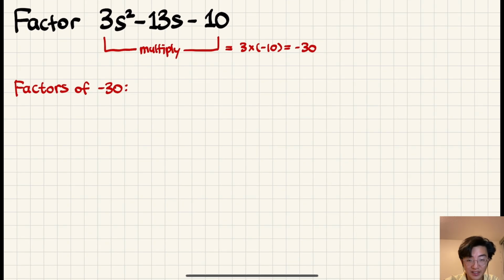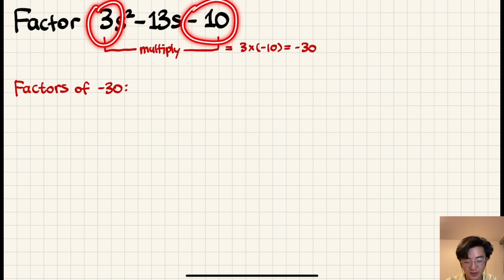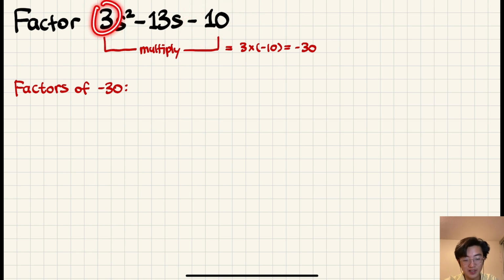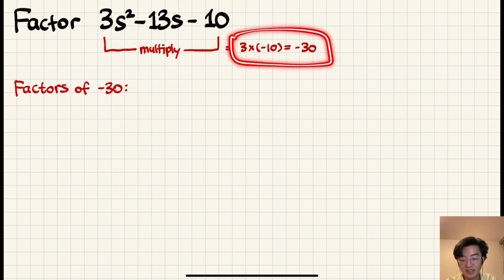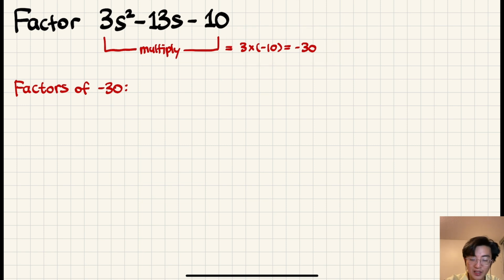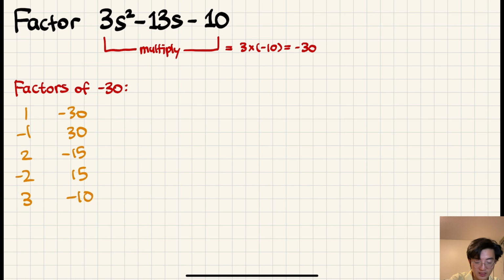So what we do here is multiply the first term with the last term, just the constants. In this case, you have 3 times negative 10, getting us negative 30. And then after that, we'll list out every single factor we can think of for negative 30. So we can have 1 times negative 30, negative 1 times 30. We have 2 times negative 15, negative 2 times 15. 3, negative 10, negative 3, 10, and then 5, negative 6, negative 5, 6. Right, so those are all the factors of 30.